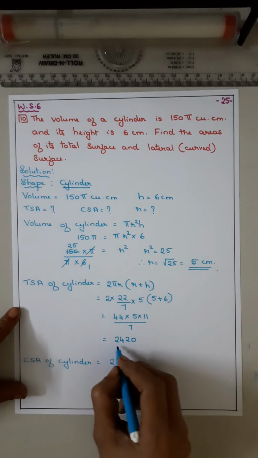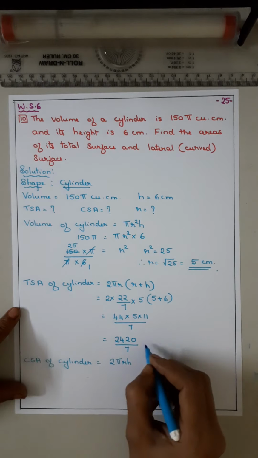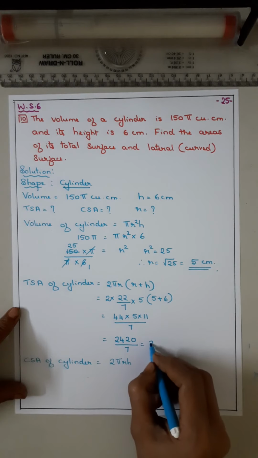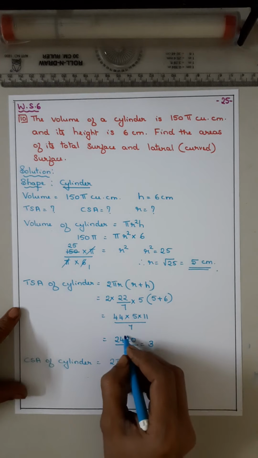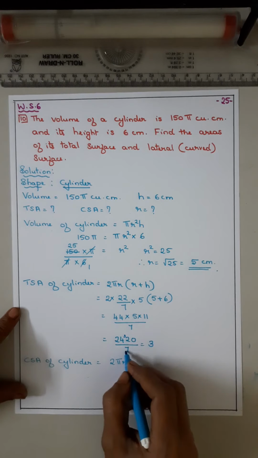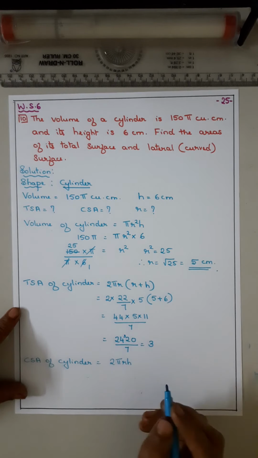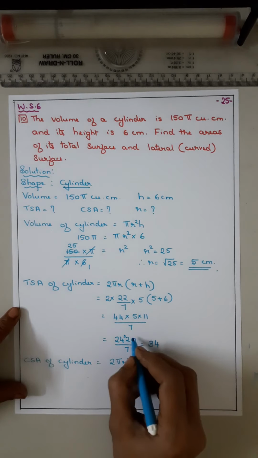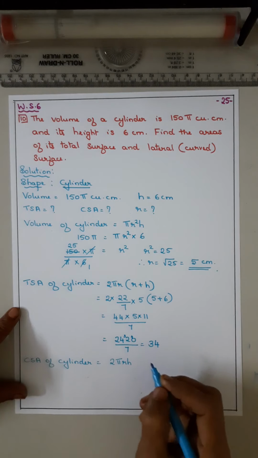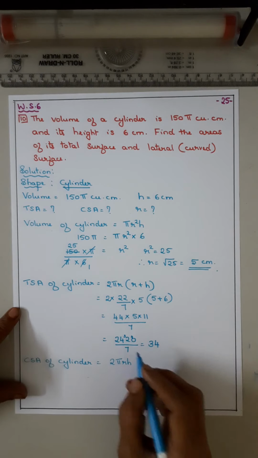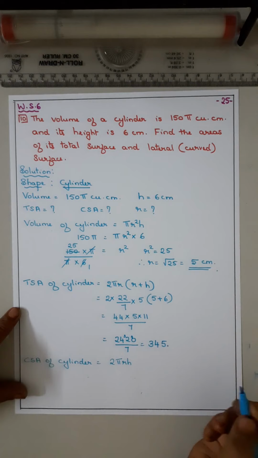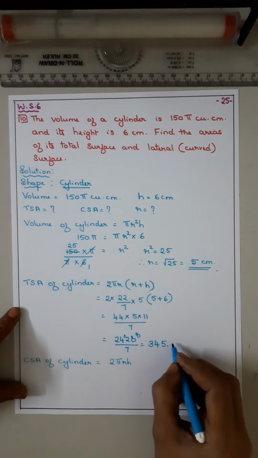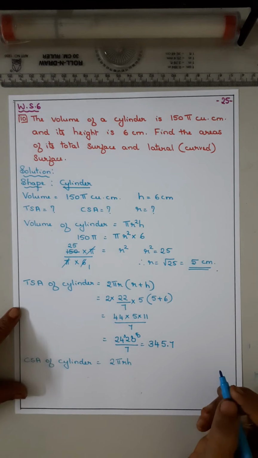2420 divided by 7. So 7, how much are 24? 7 3s are 21. So 3 remains. So 7, how much are 32? 7 4s are 28. Now 4 remains, 40. 7 5s are 35. Means 5 remains. Now 7 7s are 49.